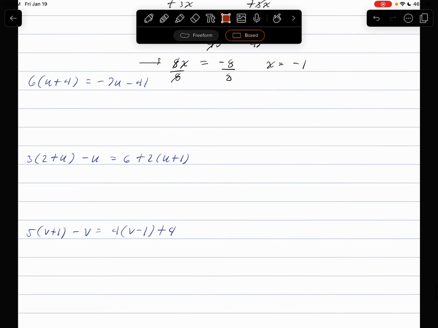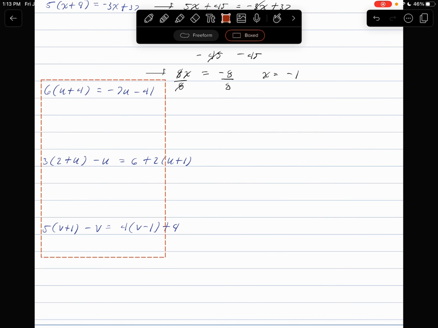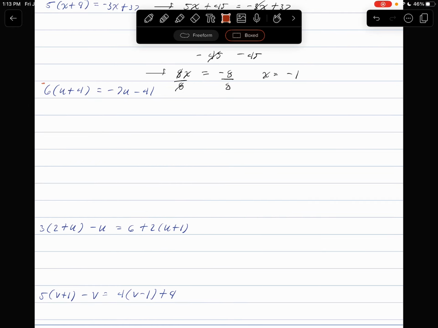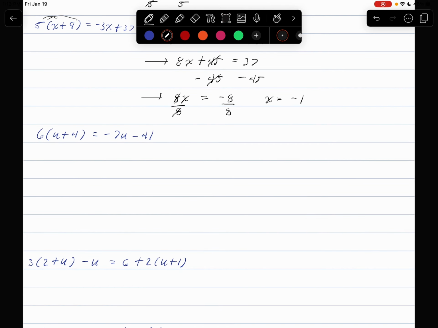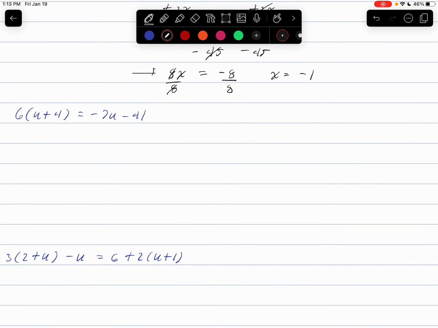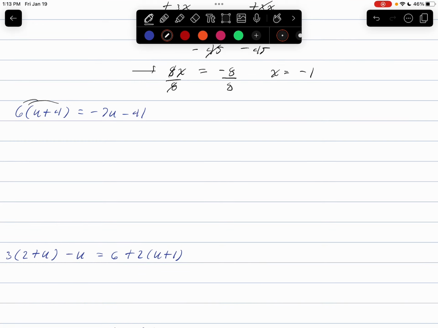Okay. We move all this down so we have room to work here. Okay, so next we have 6 times u plus 4 is equal to negative 7u minus 41. Just like last time, let's go ahead and distribute this 6. Again, the reason we'll do that is because if we'd have to divide negative 7u minus 41 by 6, that would probably end up getting pretty messy.